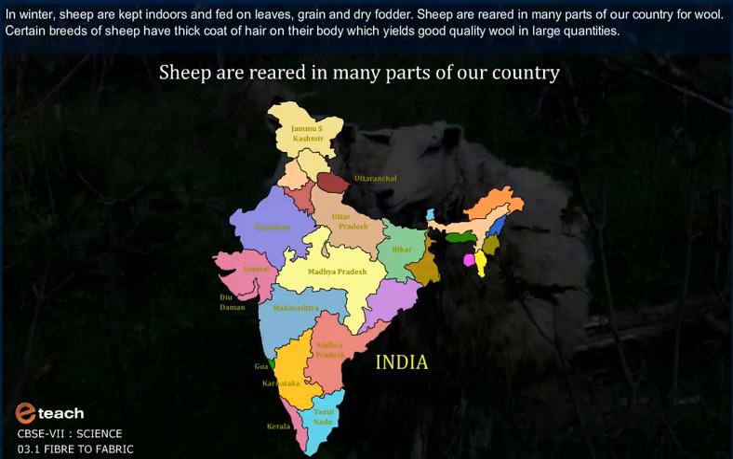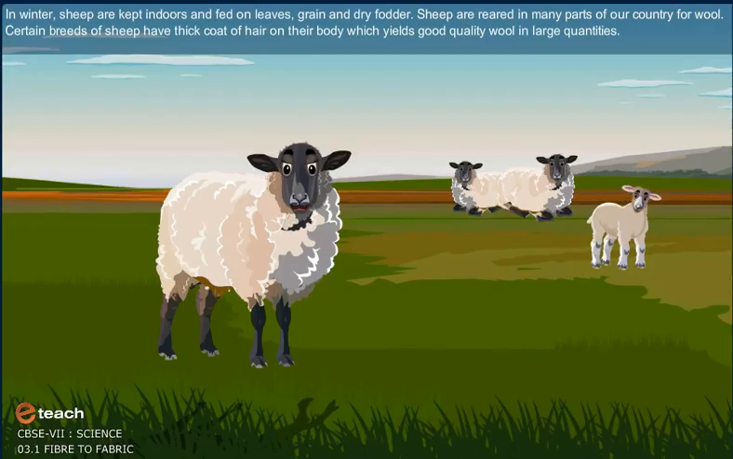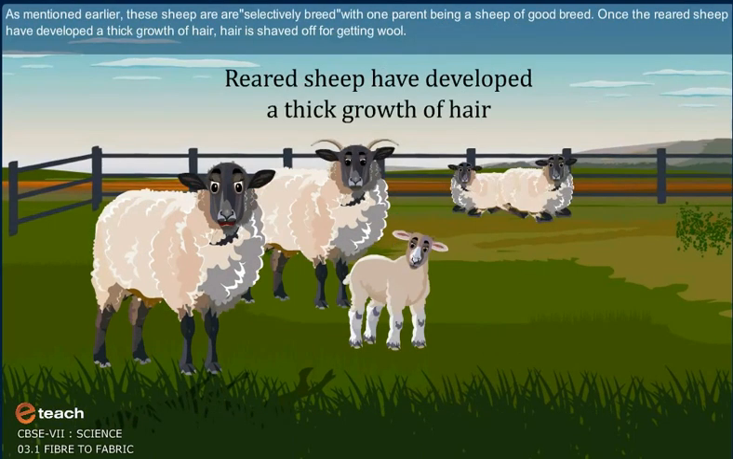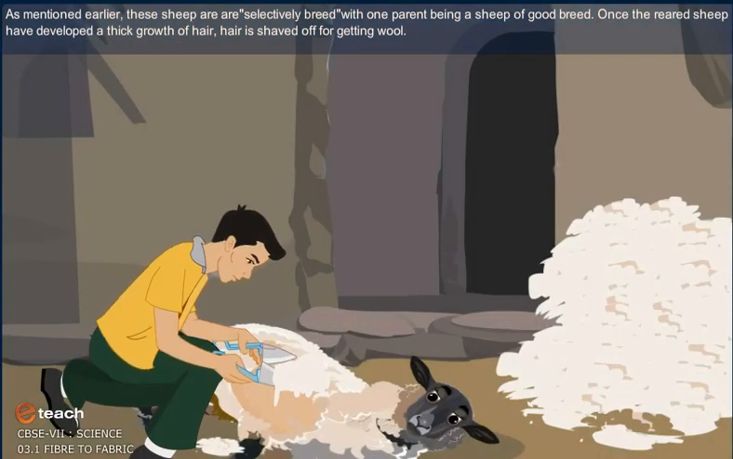Sheep are reared in many parts of our country for wool. Certain breeds of sheep have a thick coat of hair on their body which yields good quality wool in large quantities. As mentioned earlier, these sheep are selectively bred, with one parent being a sheep of good breed. Once the reared sheep have developed a thick growth of hair, hair is shaved off for getting wool.